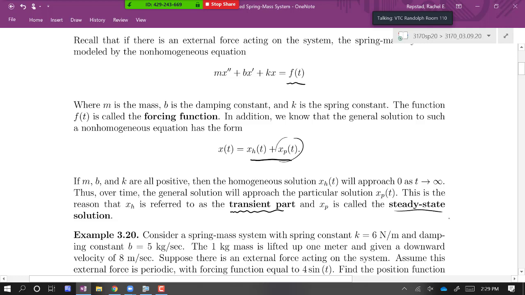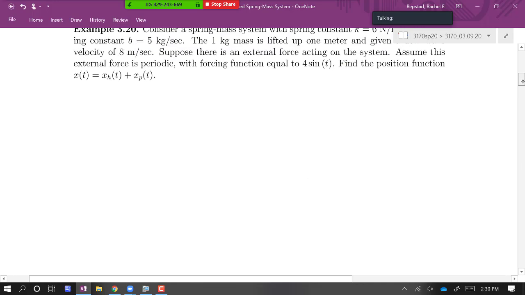The reason is that, assuming M, B, and K are all positive, meaning a positive mass, a positive damping constant, and a positive spring constant, which is a reasonable expectation, the homogeneous solution will approach 0 as t grows large. That's why we call it the transient part, and the one that persists over time is the particular solution.